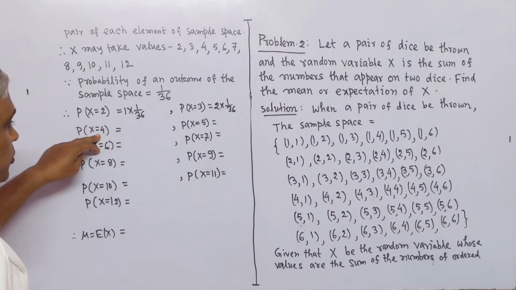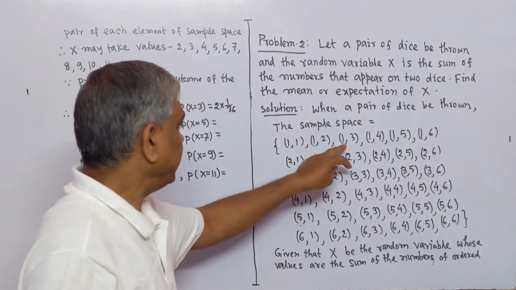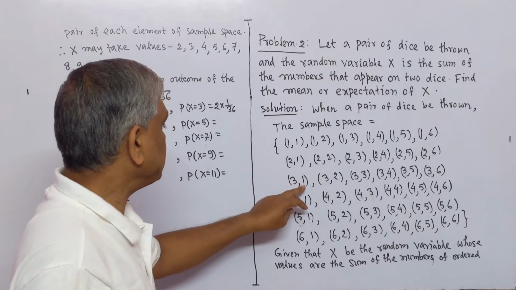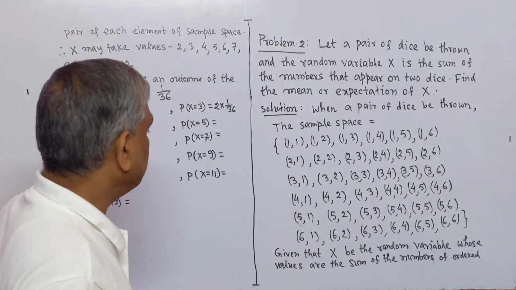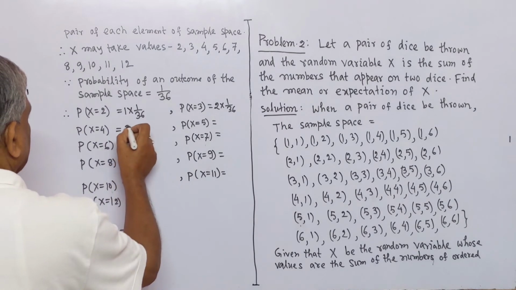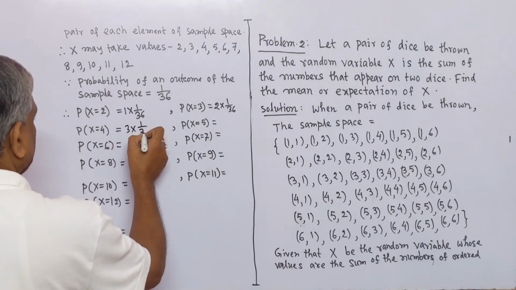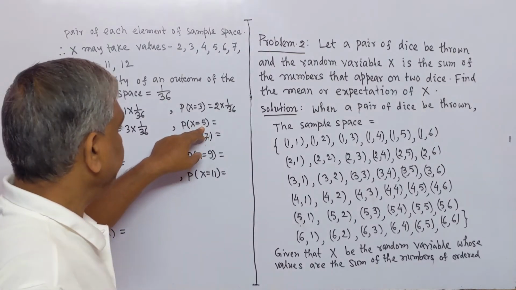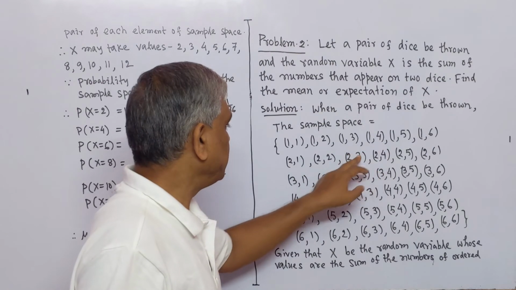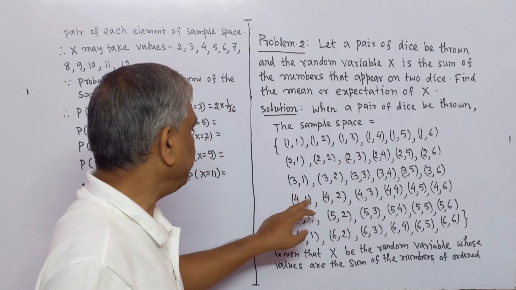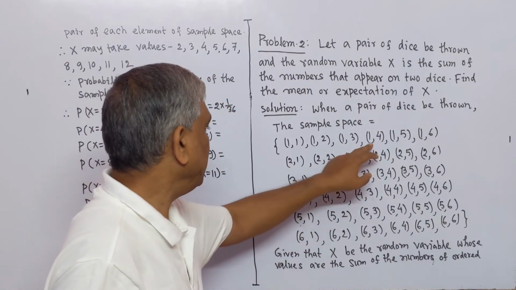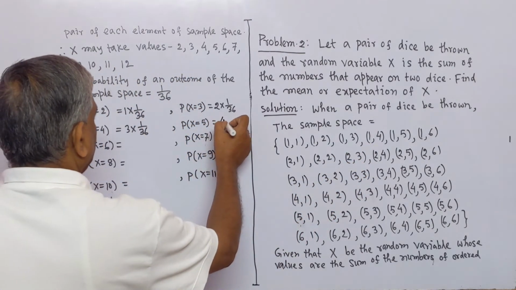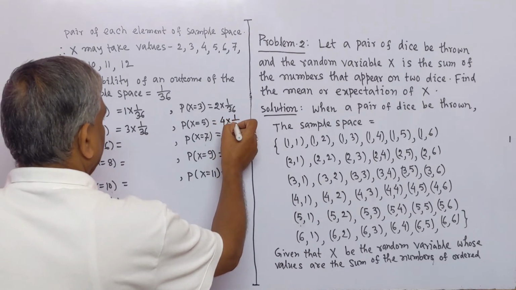Probability for X equal to 4. Here we see that 1 plus 3, 4, 2 plus 2, 4, 3 plus 1, 4. 3 of such members. 3 multiply 1 by 36. Probability for X equal to 5. Sum 5. 1 plus 4, 5. 2 plus 3, 5. 3 plus 2, 5. 4 plus 1, 5. So we get 1, 2, 3, 4. 4 multiply 1 by 36.